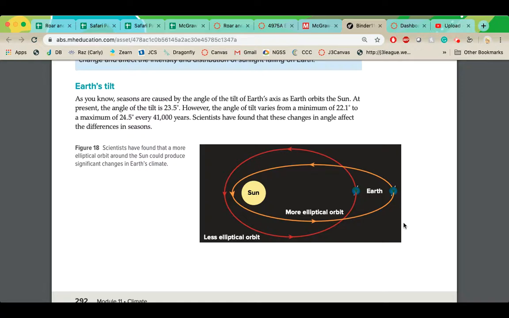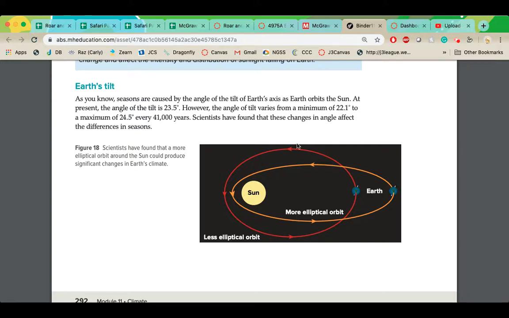So Earth's orbit is not always the same. Sometimes it's more circular. I know this is still not a circle in the red. And then sometimes it's more elliptical. And this changes over time. About every 100,000 years, it becomes more circular and then more elliptical. This obviously will change climate a little bit.